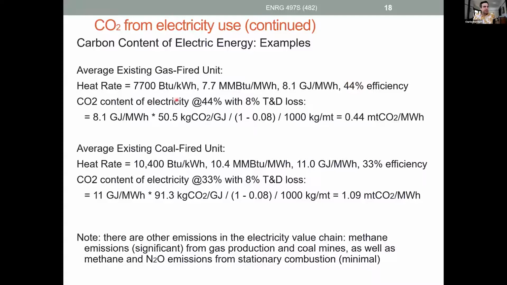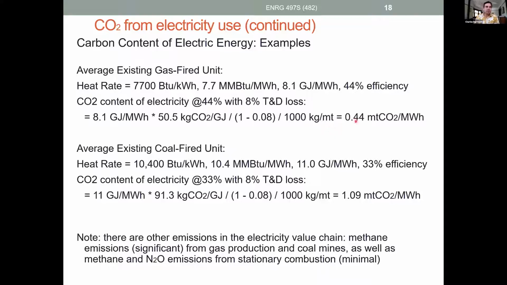And so the CO2 content of electricity at 44% efficiency with, I guess in this case, 8% transmission and distribution losses would be 8.1 gigajoules per megawatt hour. That's the heat rate, multiplied by the carbon content of the natural gas, the CO2 content, which we did at the very beginning of class, so 50.5 kilograms of CO2 per gigajoule. Then you divide that by 1 minus line losses, so this is a number less than 1 in the denominator, so it's going to grow the amount of emissions. And then this is just a conversion factor going from kilograms, which was our stated emission intensity, to metric tons, which that's what carbon is always reported in formally.